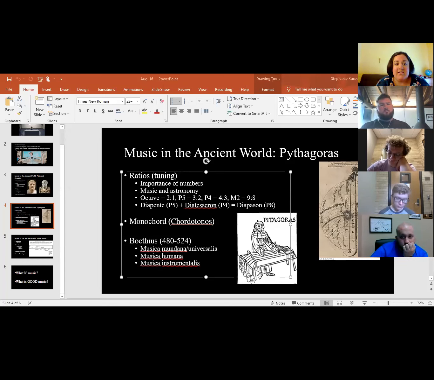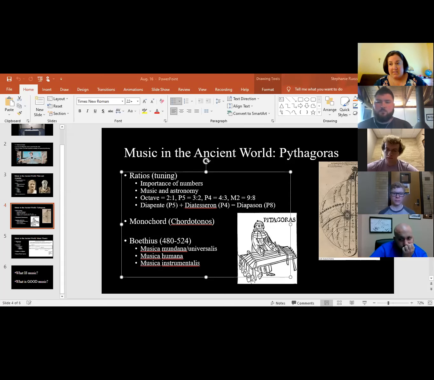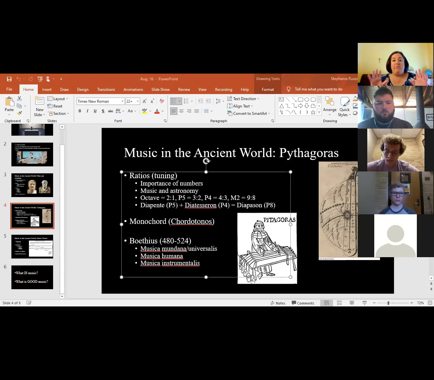And Boethius divides music into three types based on Pythagoras' teaching. So first off, on the scale of the macrocosm, there is musica mundana, or universalis, universal music, the music of the cosmos. These are the numerical relationships guiding planets. So the ancient Greeks, and thus Boethius, would have believed that the distance between planets mirrors the distance between tonal intervals.